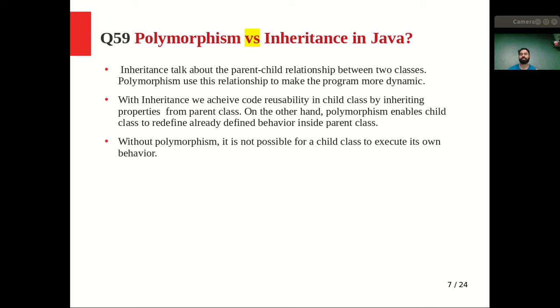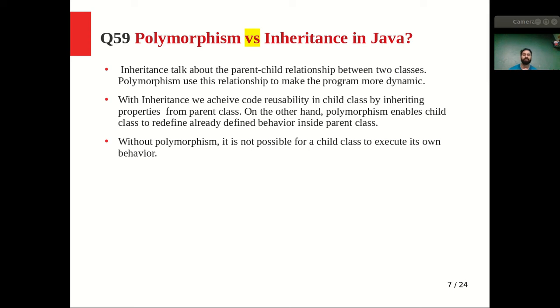The second point is that with inheritance we achieve code reusability in a child class by inheriting the property from the parent class, right? Let's say that we have a parent class. If we inherit that property in a child class, then we don't have to define that property again in the subclass. We can use that property directly in the subclass. So here it brings code reusability. On the other hand, polymorphism enables a child class to redefine already defined behavior inside a parent class.